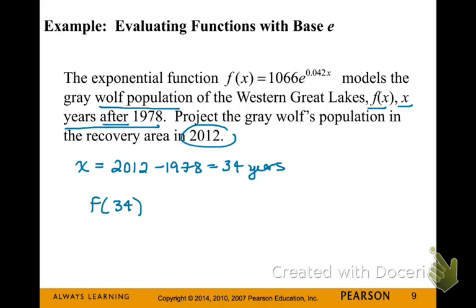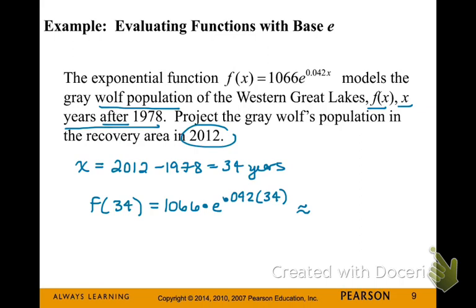And so if we try to find f of 34, we're going to get 1066 times e to the 0.042 times 34 power. Notice that e is just going to be that constant. So if you look on your calculator, there is actually an e button. So go ahead and take a moment and find it. It should be close to the second ln button, so natural log, which we'll talk about soon enough.